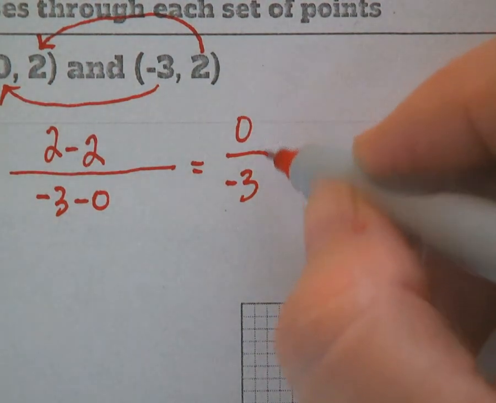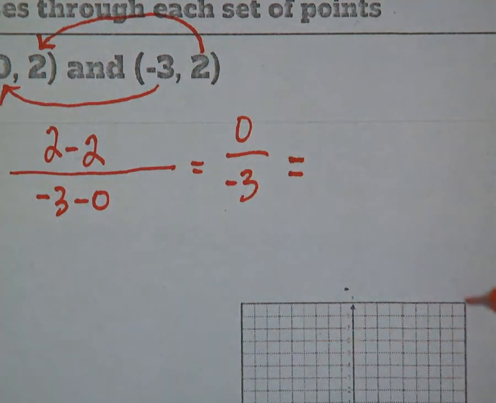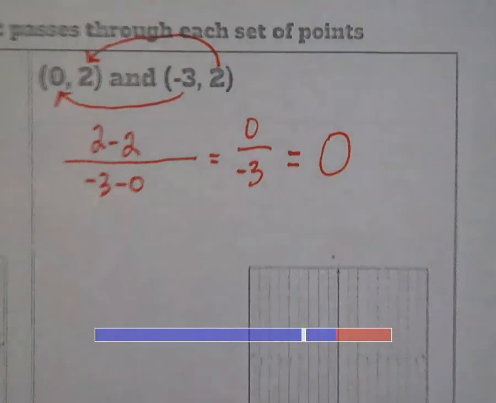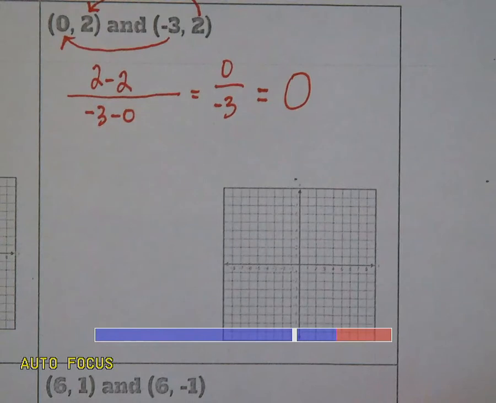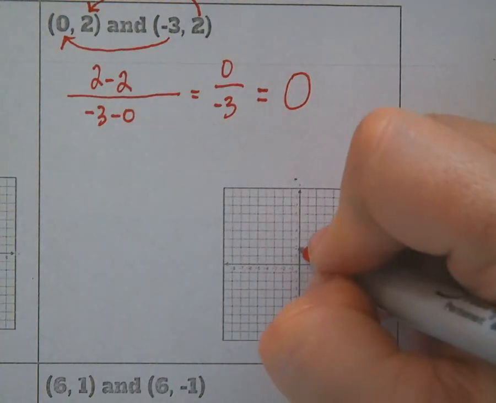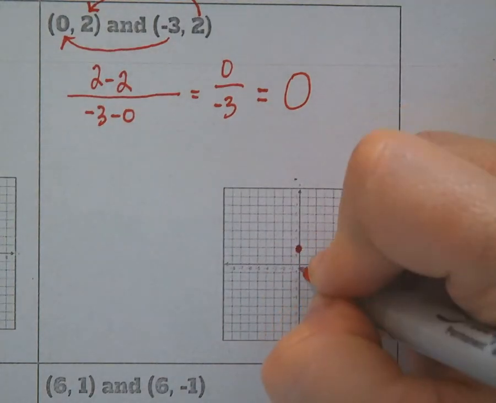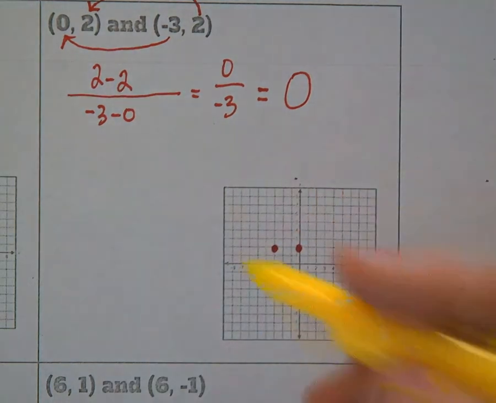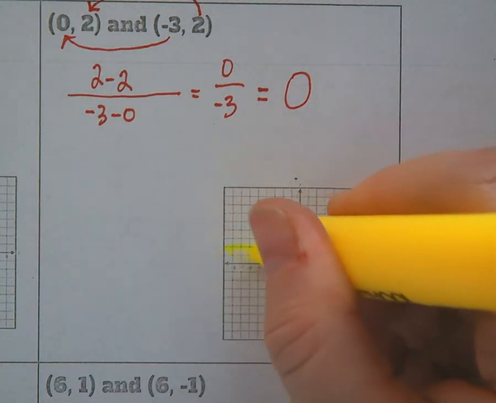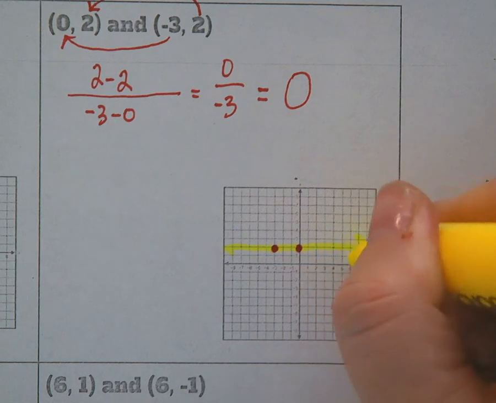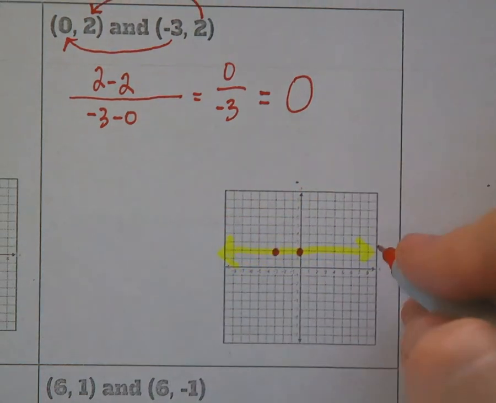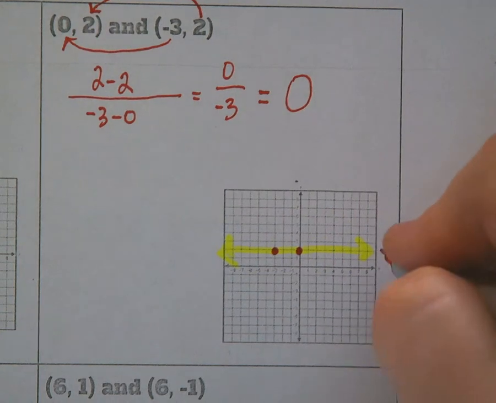Nope, do 0 divided by negative 3. What does it equal? 0. So what kind of a line should I have? A horizontal line. So 0, 2 and negative 3, 2 looks like this. Remember, all lines in math are straight, so we want to classify this as a horizontal line.